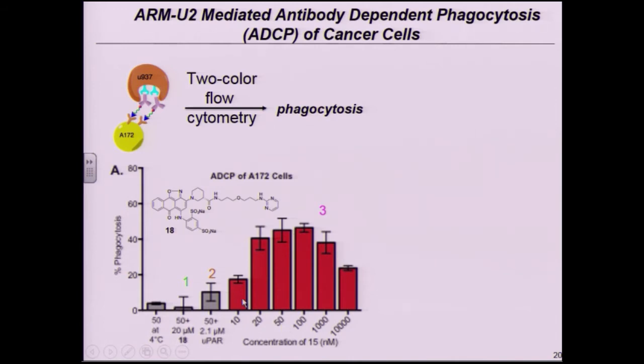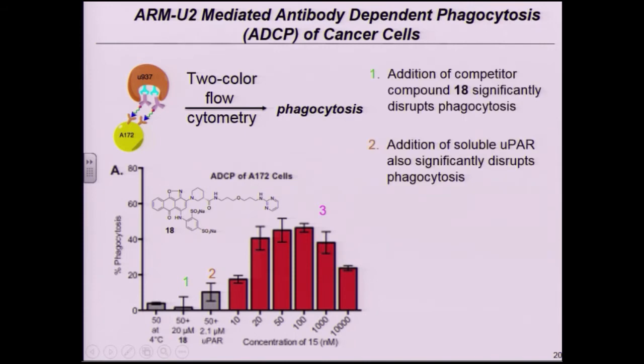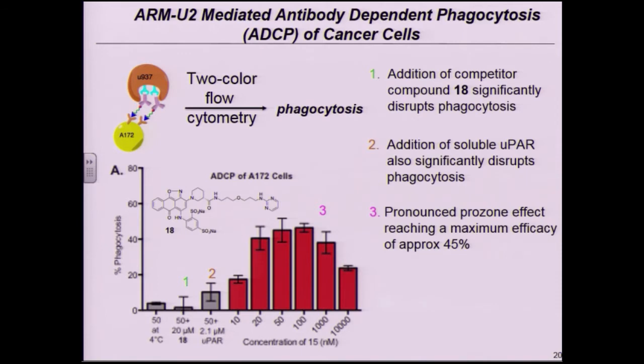So what we see here is that in a dose-dependent manner, with increasing concentration of the antibody recruiting compound, we're getting an increase in the phagocytosis of cancer cells through this ternary complex mechanism. Of course, when you're performing an assay like this, there are certain controls you want to perform to make sure that the phagocytosis is indeed dependent on the molecule binding cell surface UPAR.